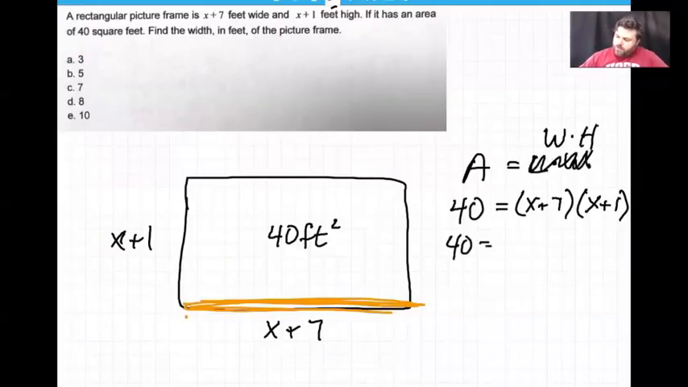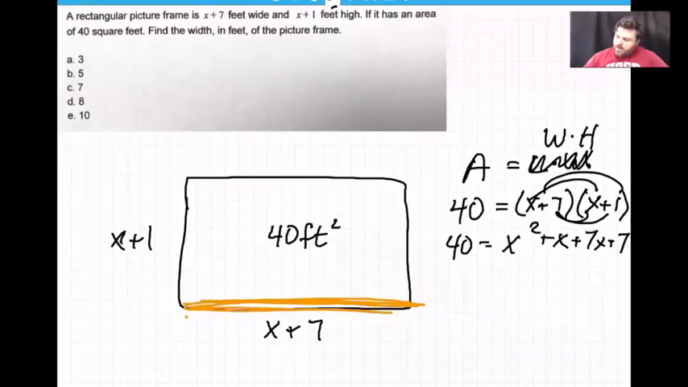40 equals, we distribute our x, you get x squared plus 1x. Distribute your 7, you get plus 7x plus 7. That's a quadratic function, right? You've got x squareds and x's. Two choices. First off, let's simplify this: x squared plus 8x plus 7 equals 40. Right now, I could get out my graphing calculator, graph the left side, graph the right side, find the intersection point, and I'd be done.